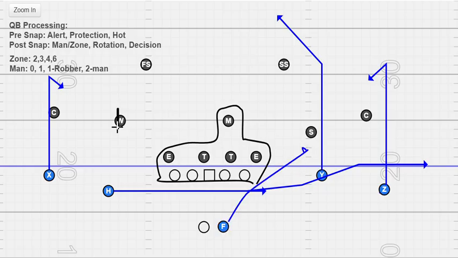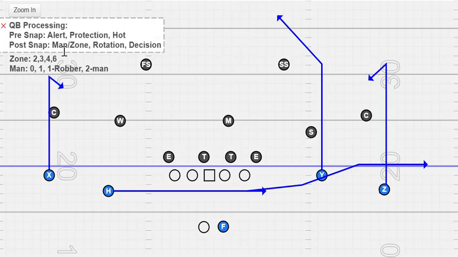So this is the guy that I'm really worried about. If this guy comes, I have to throw the football. All right, this is the quarterback's man here. This is the seventh defender that they can bring. Okay, so that's the other piece of it.